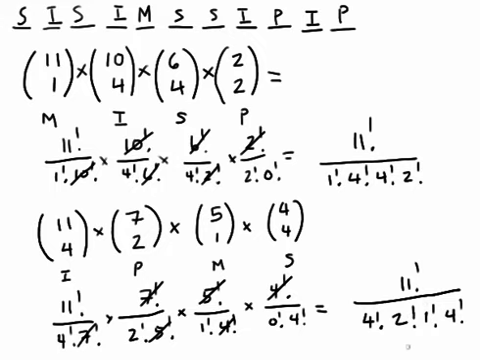And you might notice what we actually have. We have 11 objects, 4 of which are I's, 2 of which are P's, 1 of which is an M, and 4 of which are S's. So it looks like we can come up with a general formula of taking the total number of objects, factorial, divided by each of the individual types of objects that you have, factorial. So let's go generalize this now.